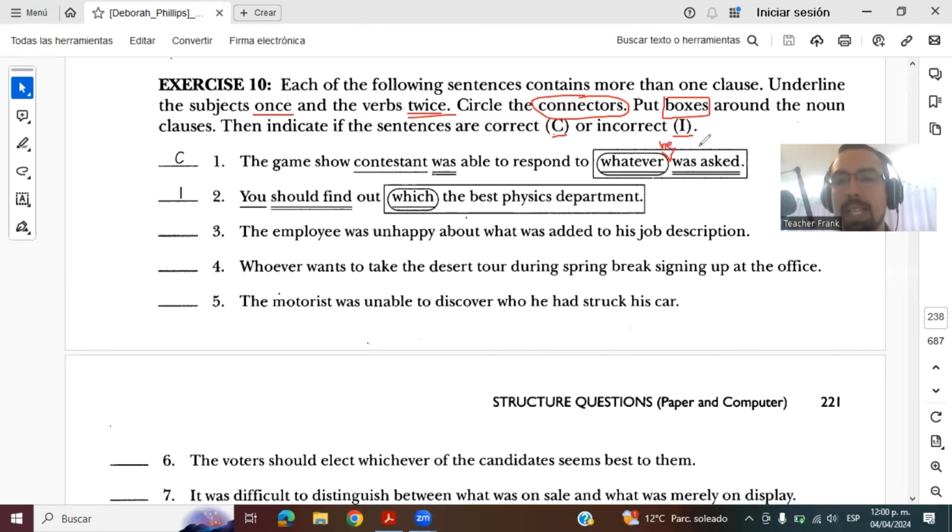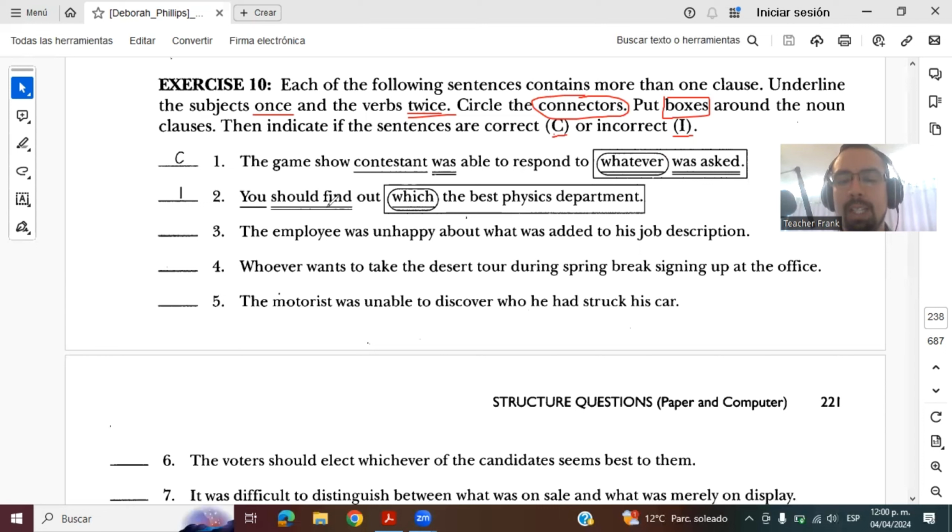All you have to ask is if it makes sense with the connector. If it makes sense with the connector and a subject, like in this case, the game show contestant was able to respond to whatever he was asked is extra or just sounds extra, then you can eliminate it and it would be correct like that, right? The game show contestant was able to respond to whatever was asked, right? Now let's look at number 2. You should find out which the best physics department, right? Right off the bat, it sounds weird, but let's see why.